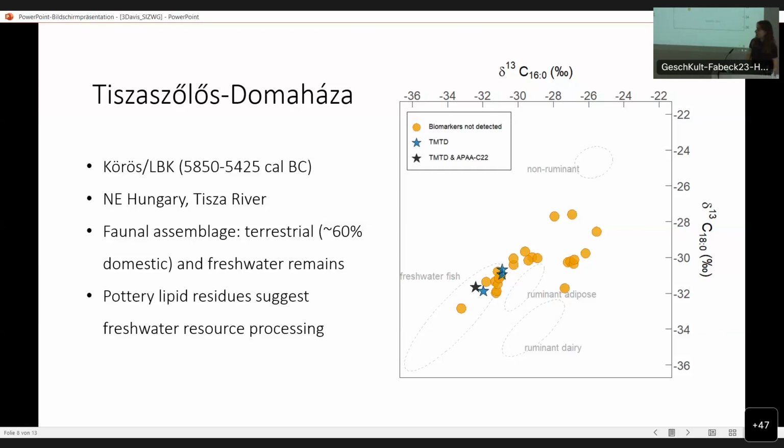So definitely there's some evidence there, I think, that the pottery vessels were being used for processing these freshwater resources.